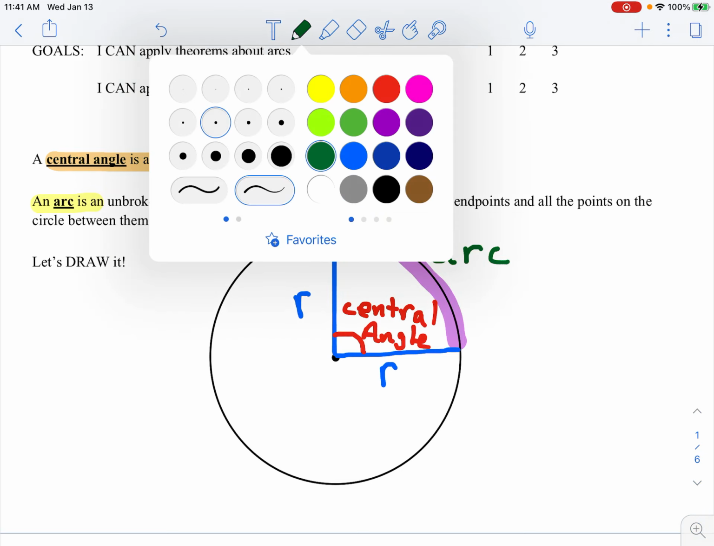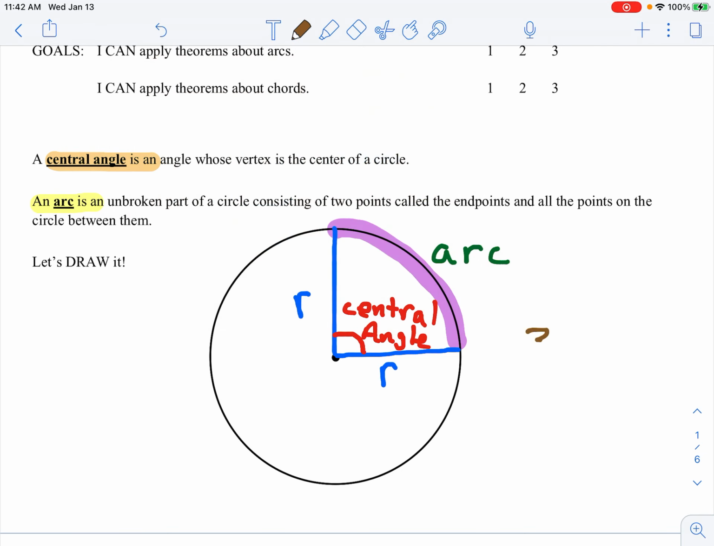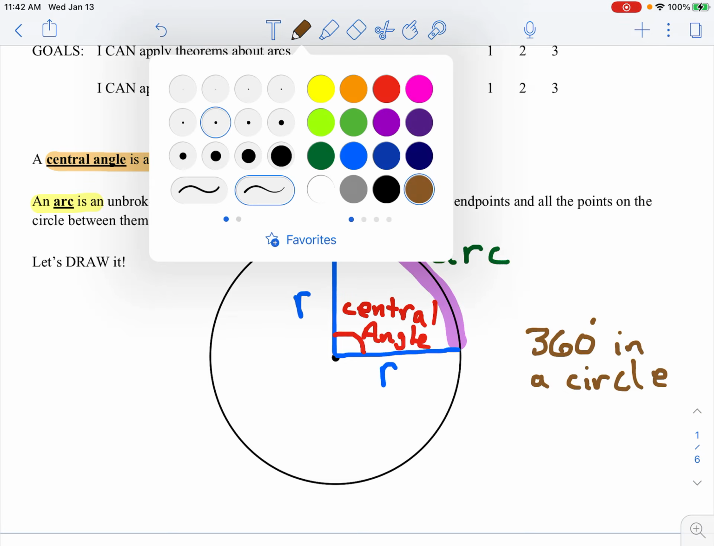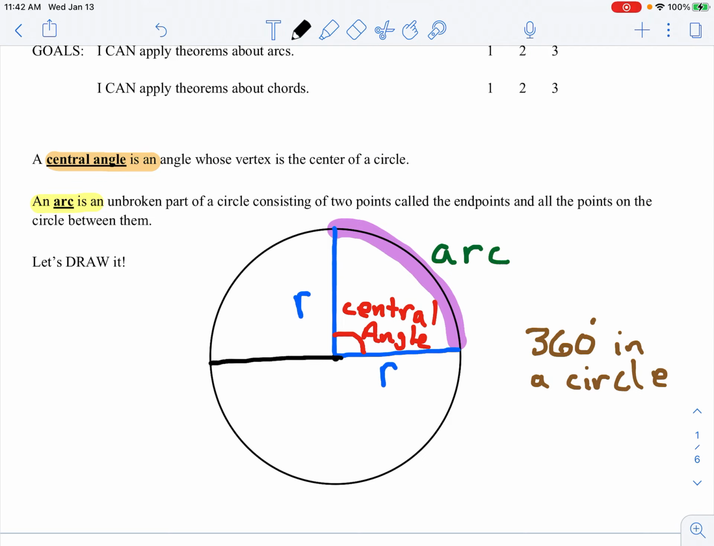Now, there's a couple key things that we need to keep in mind. First off, the whole circle is 360 degrees around a circle. Okay, 360 degrees. That means that if we drew in a diameter, and remember a diameter cuts the circle in half, going through the center of the circle, it would split it into half a circle. So if I took 360 and cut it in half, I know that half a circle has to equal 180 degrees.